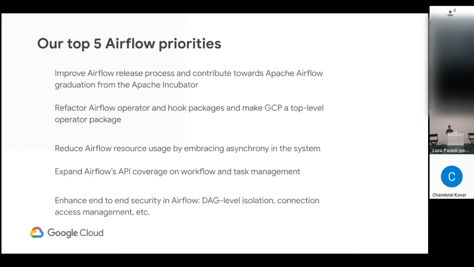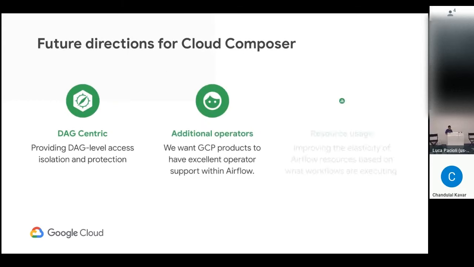Happy to share some of our GCP operator development style guide. In fact, we are working on it internally, and we're going to share it pretty soon with the community, the development guidelines we have on GCP operators. If people have similar services, that might also be a good place to look. Like I said, reduce Airflow resource usage by embracing asynchrony in the system. Expand API coverage to have workflow and task as first-class citizens in the API. The last things we want to work on are end-to-end security, tag level isolation, connection access management, all that stuff.